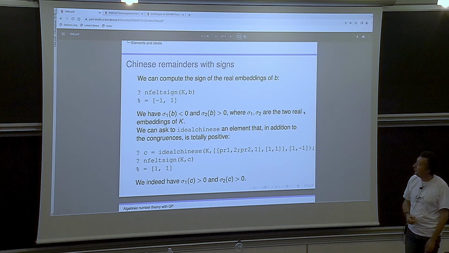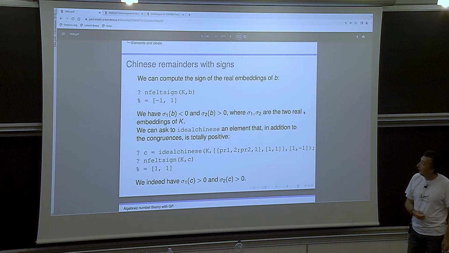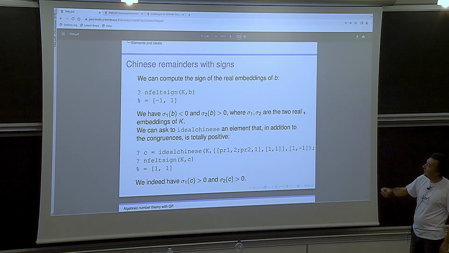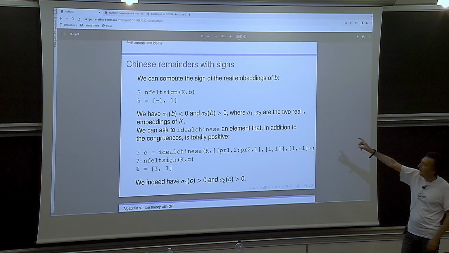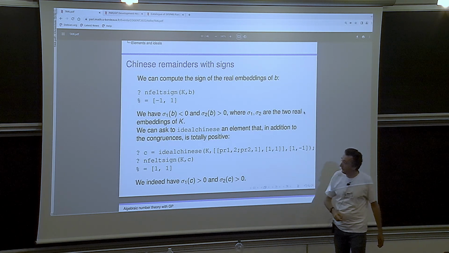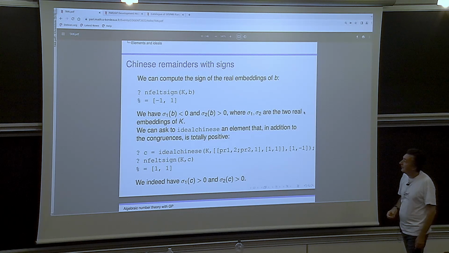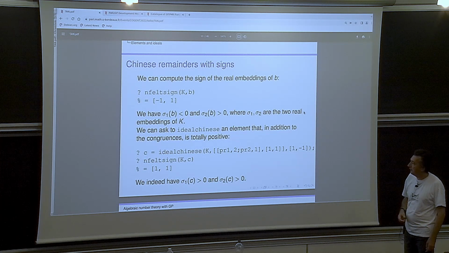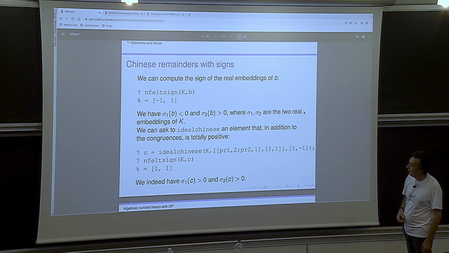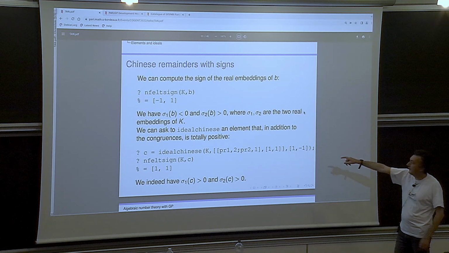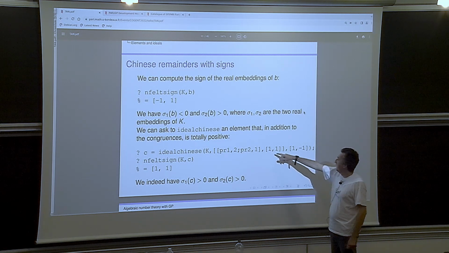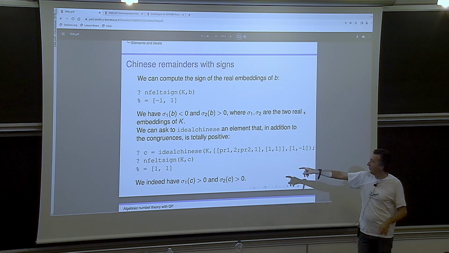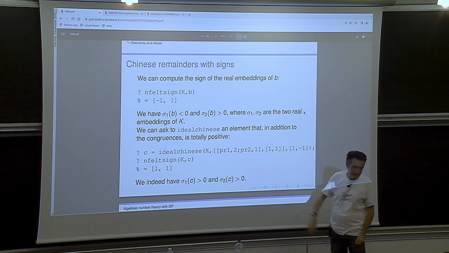So we have a variant if you need a sign. Sometimes we need a generator with prescribed sign. So you can compute the sign of the embedding of an algebraic number using nfeltsign. And we can ask for a generator to be totally positive, for example, 1, 1. I mean, that means you want the sign to be fixed for all places.